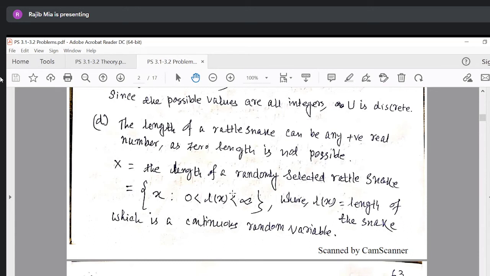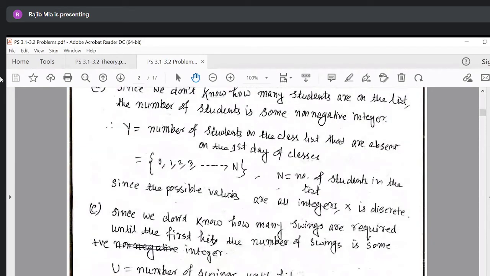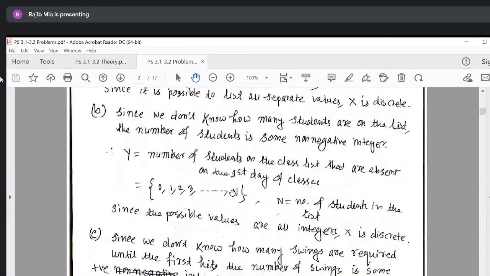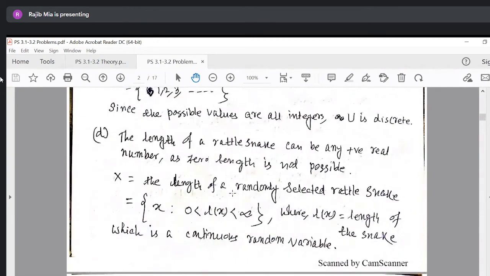But in the first question, we assumed that the standard box contains 12 eggs. So in that way, can we not generalize that a random rattlesnake can only be 20 meters or 10 meters long? There should be a limit. And the limit is not actually given here. Okay, sir. Yes, sir.